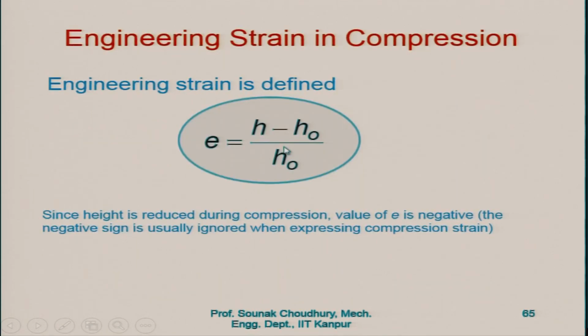It is still the initial length that we are using, because it is the engineering stress and the engineering strain. Since height is reduced during compression, the value of e is negative. The negative sign is usually ignored when expressing the compression strain. By negative, we mean that the height is reduced, but it is not written here. When you get the value, it will be a negative value, and that means it is a compression.